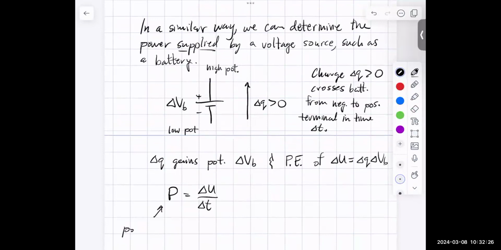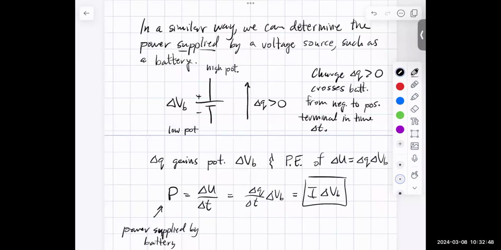So this is going to be the power supplied by the battery. And that's just going to be delta Q divided by delta t times the voltage difference across the battery, which is just I times delta V_B. So power supplied by the battery. Okay, good.